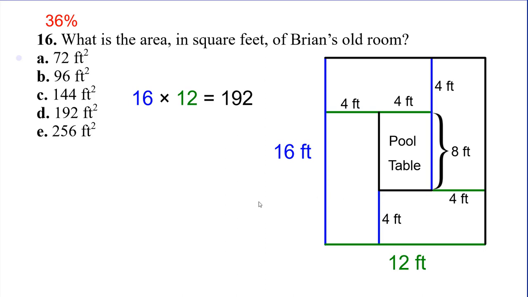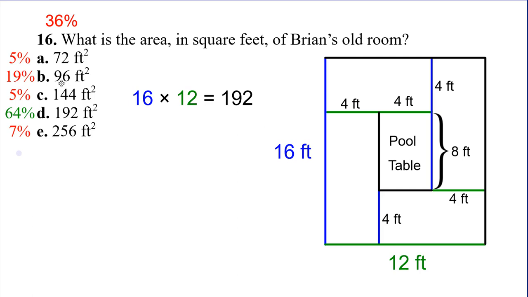All right, so to find the area, we just multiply 16 times 12, which would be 192 square feet. Did I show you the breakdown on the last one? Yeah, I did. Okay. All right, so 192. Looks like most of you guys got that right.